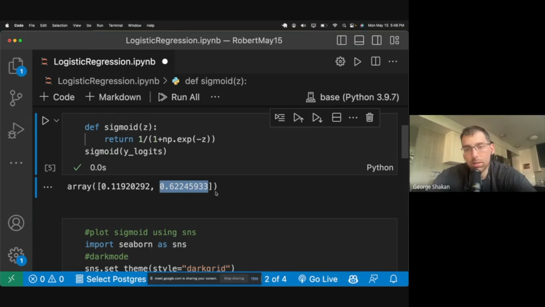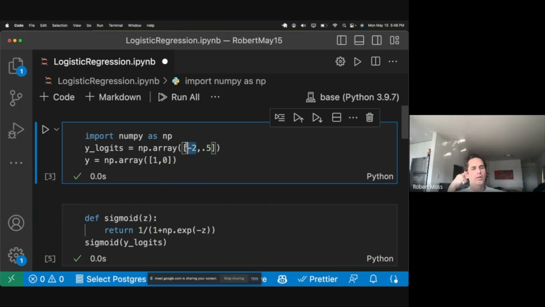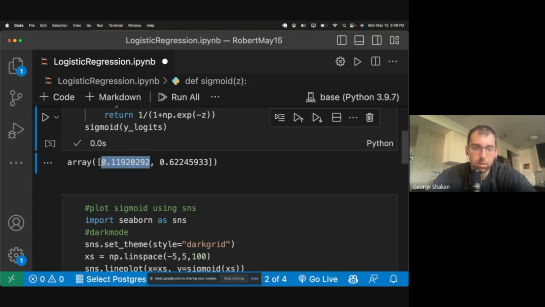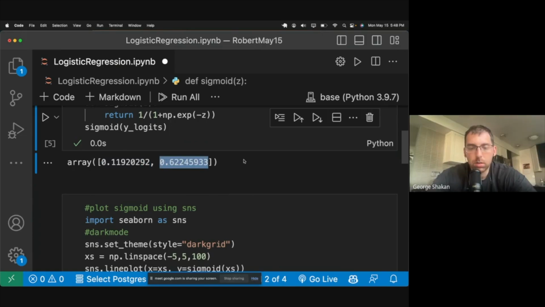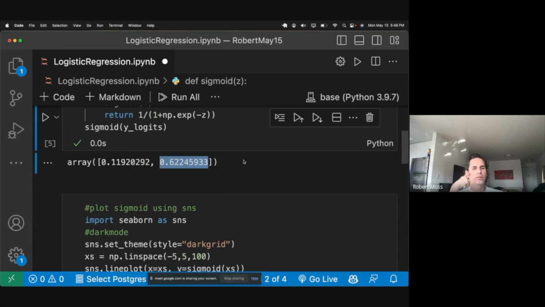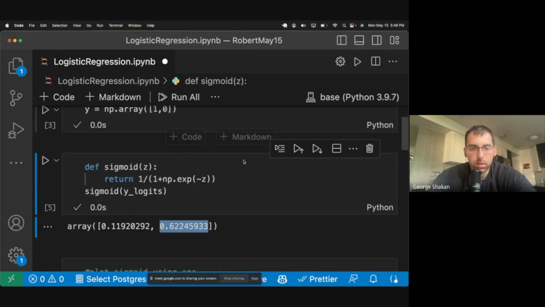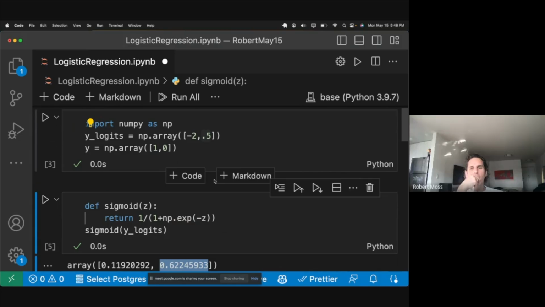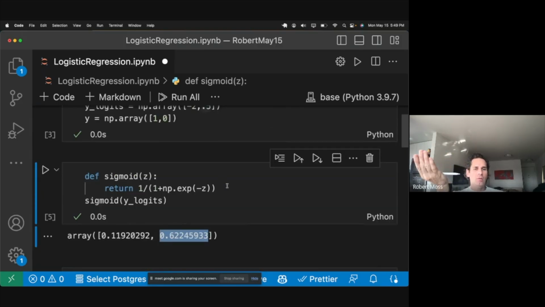Wait, that doesn't add up to class 1? No, it's a vector. This is your first data point, and this is your second data point. The one I highlighted is the probability that the first data point is class 1, and this one is the probability that the second is class 1. That's right. So for logistic regression classification, when there are two classes, you only need one probability, and that becomes our prediction.